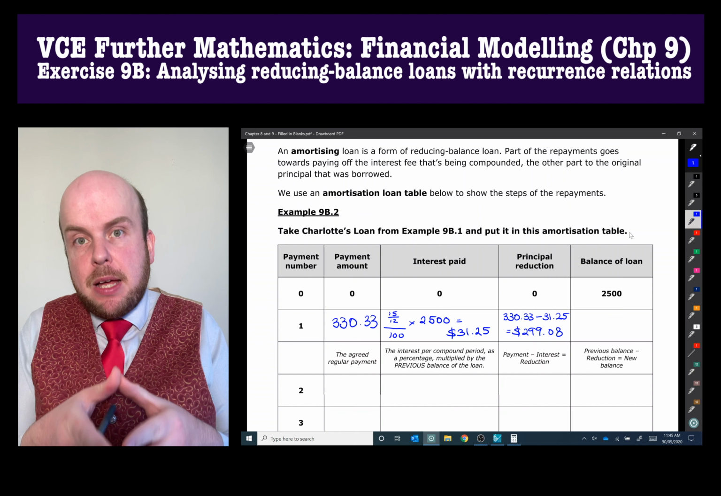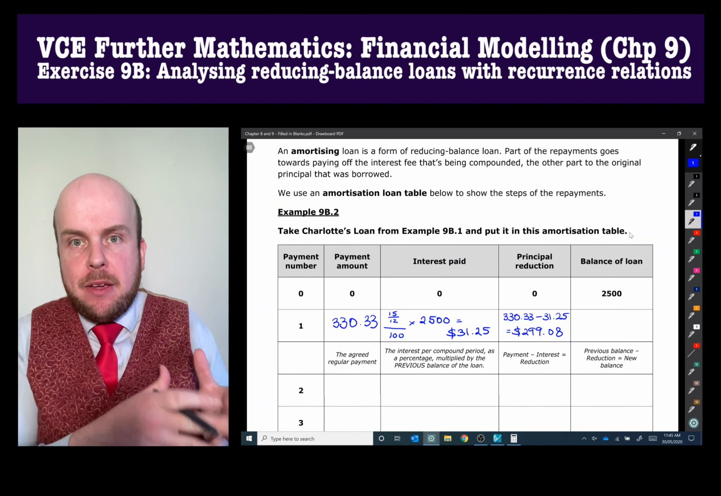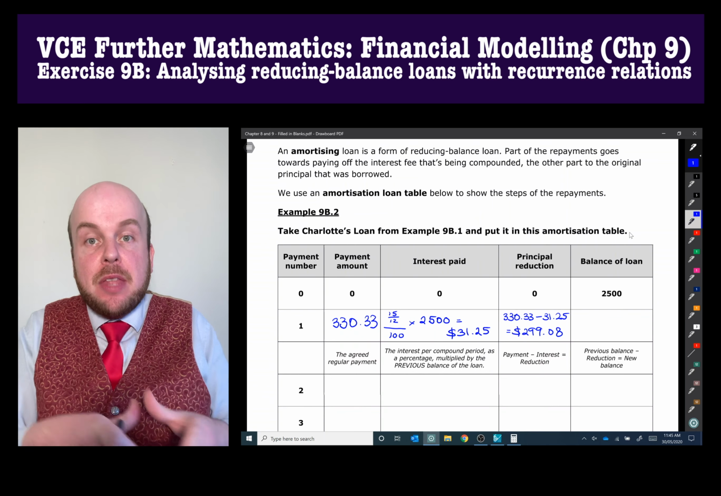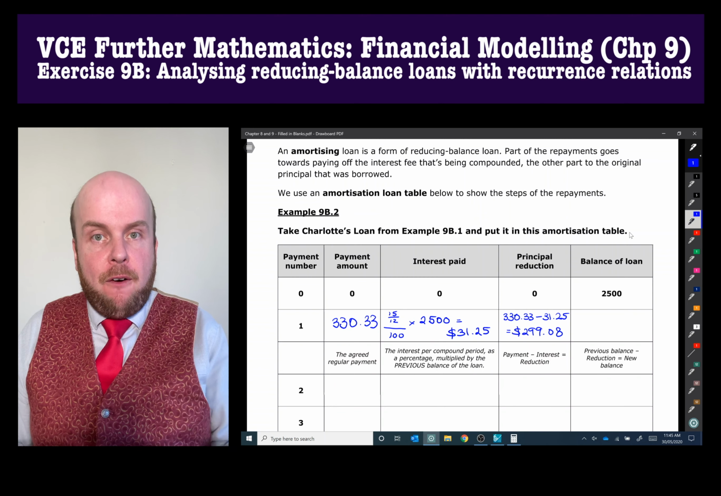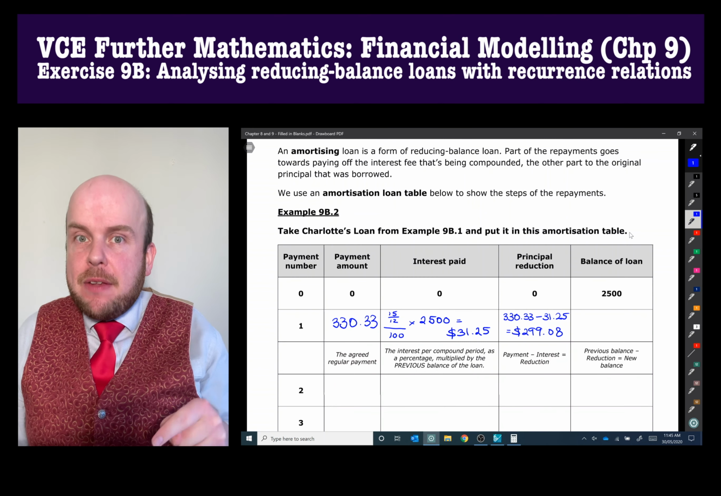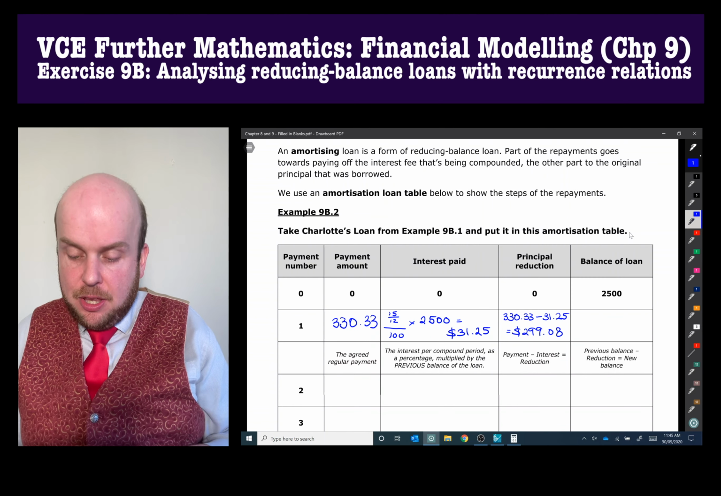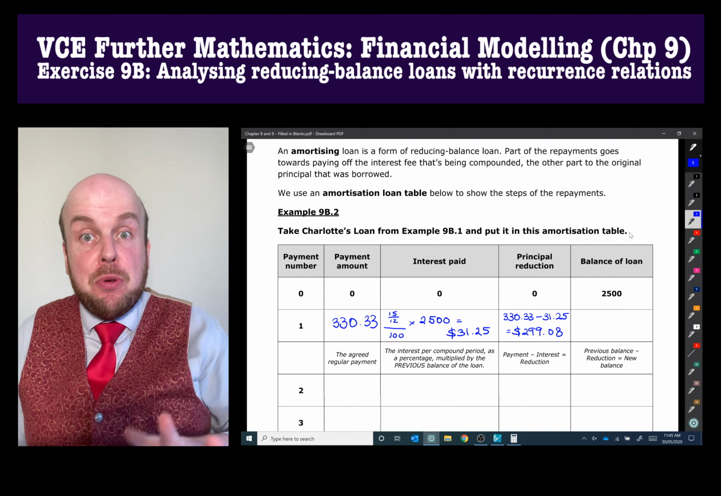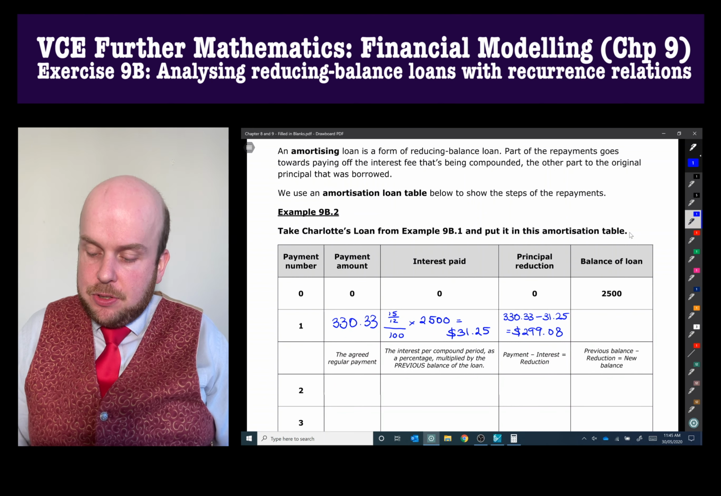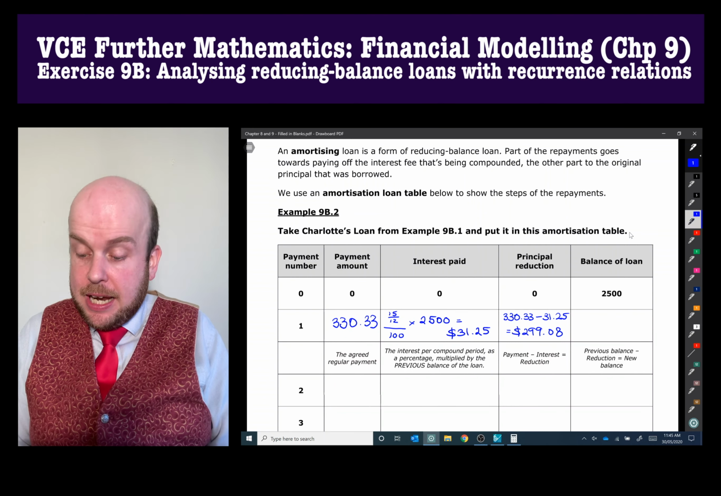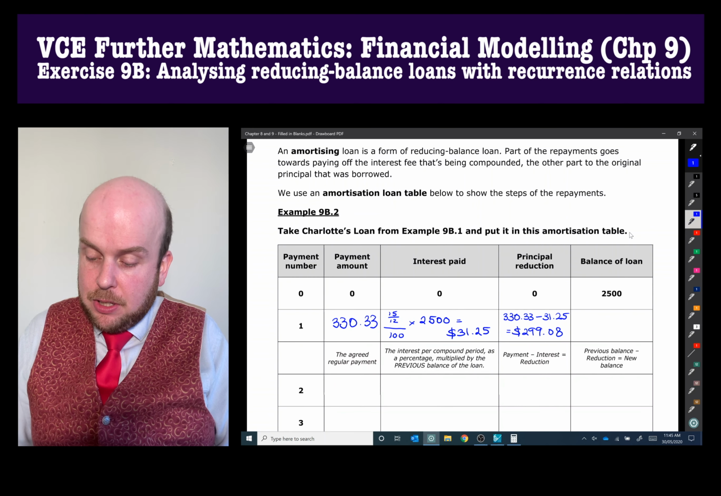So what does that $299.08 mean? That's how much of the monthly repayment is being dedicated to purely paying off the loan. I'm paying $330.33 each month. The rest of that $330, the $31.25, is purely taken up by paying off the interest fee. So this $299.08 is dedicated purely to taking off the balance of the loan.